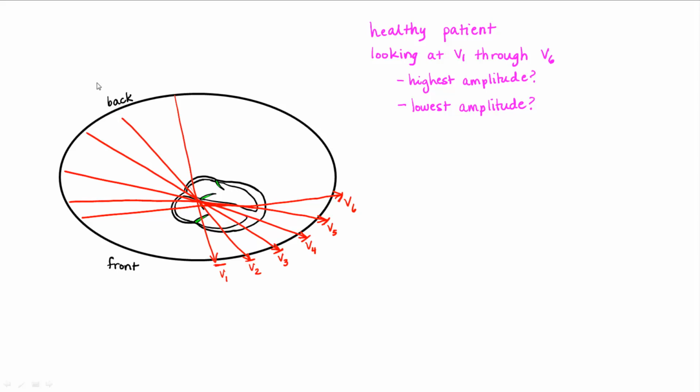So as you guys think about this, I'm going to give you a hint, and that is that the precordial leads all lie in the transverse plane. And so what does the motion of charge look like in a healthy person in the transverse plane? Well, I've just answered that question for you. It looks something like this. It's going from the front to the back.